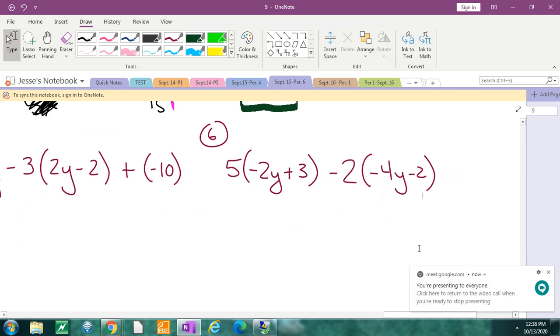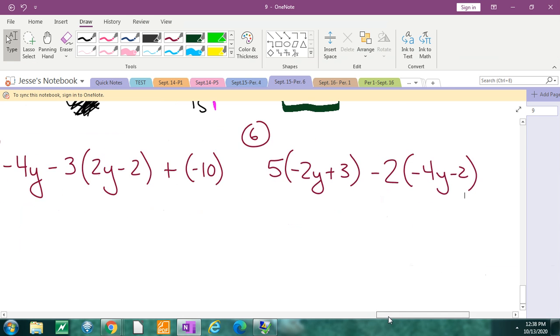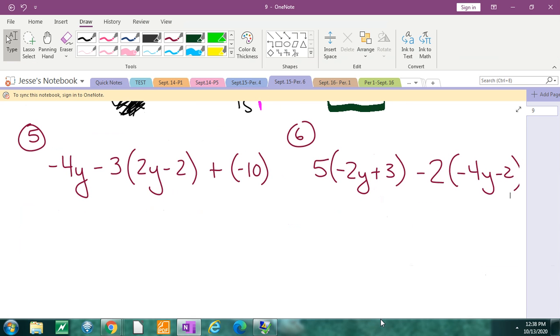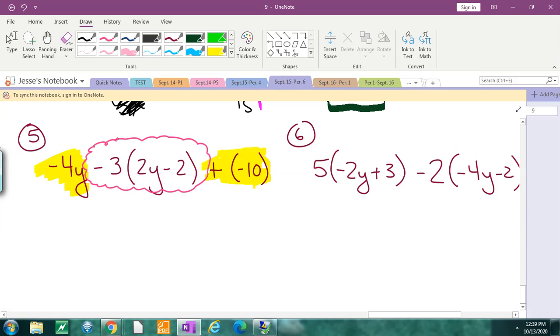So the first one is negative 4y minus 3y minus 2 plus negative 10. Here we're looking for the multiplication. Mister, is this multiplication? Plus no, that's not multiplication. That's just plus -10. But mister, it has a parenthesis. Yeah, but you're not multiplying with anything. What about the first one, -4y? Leave it alone because you're not multiplying it with anything. However, here is where you are, this one right here, -3, all this till the end of the parentheses.